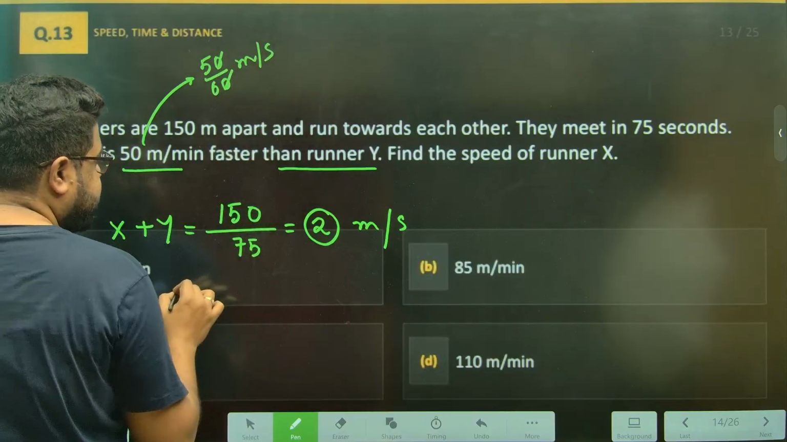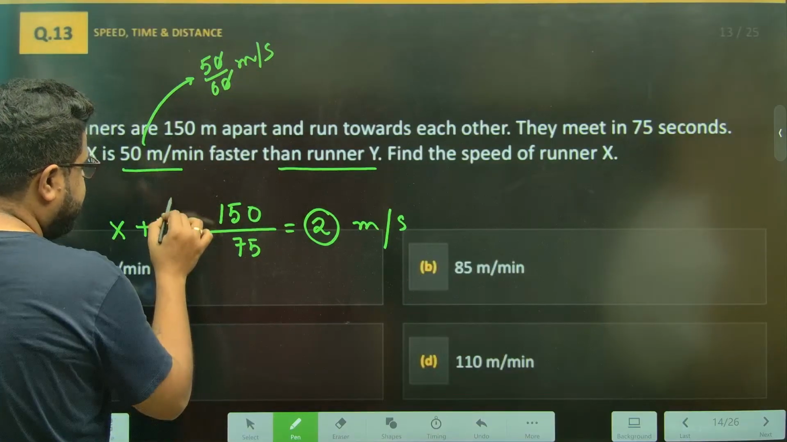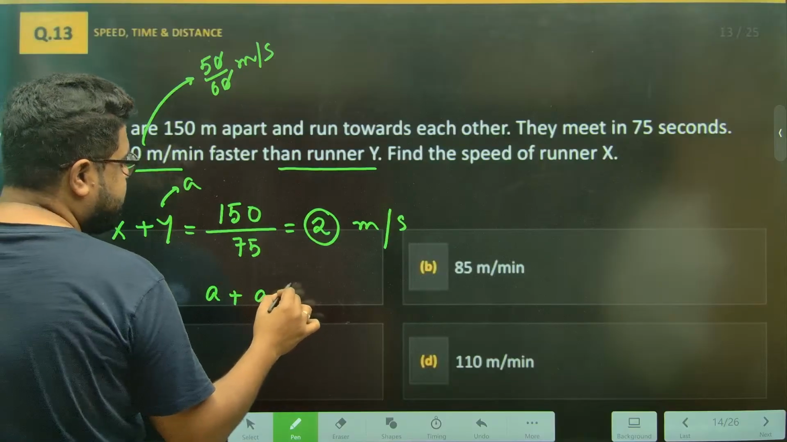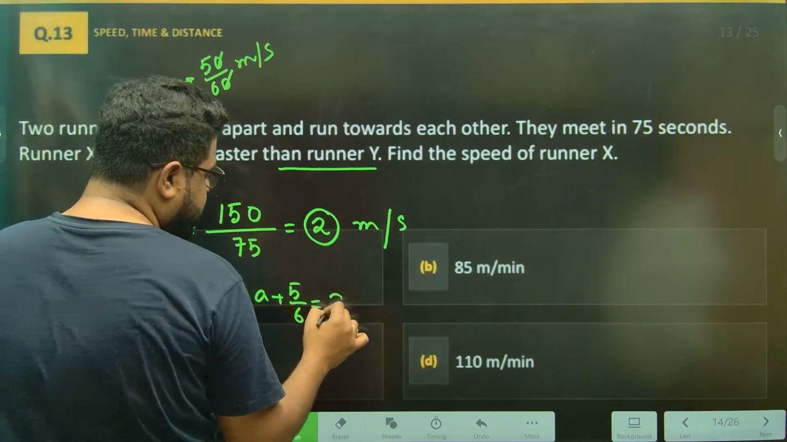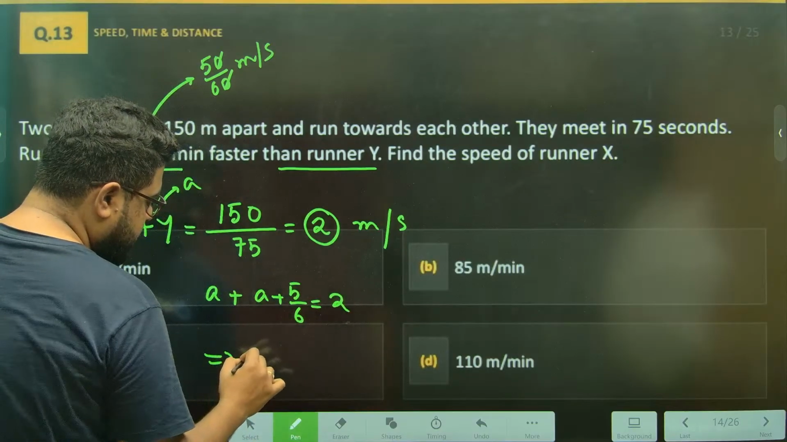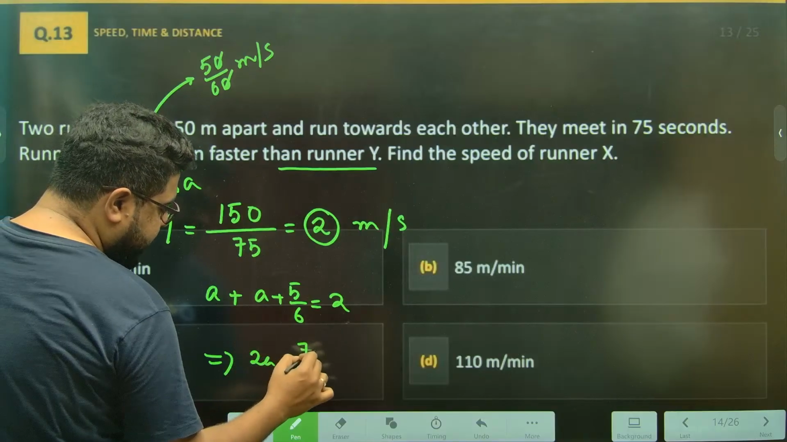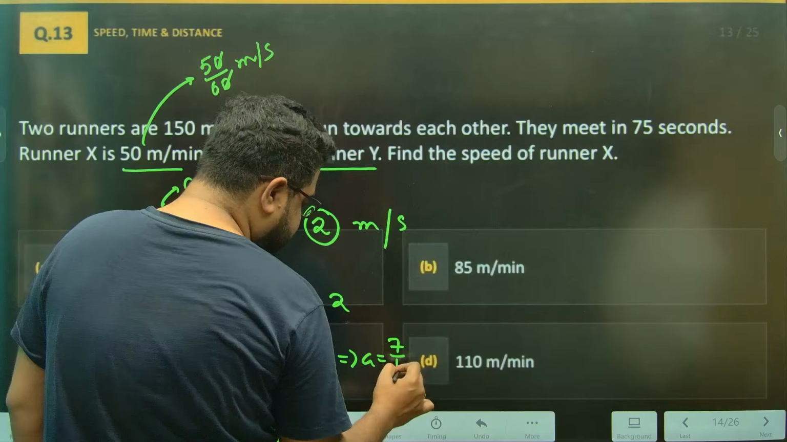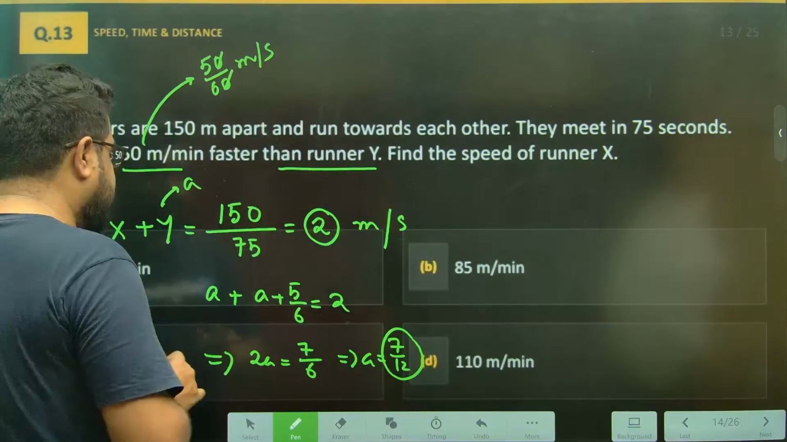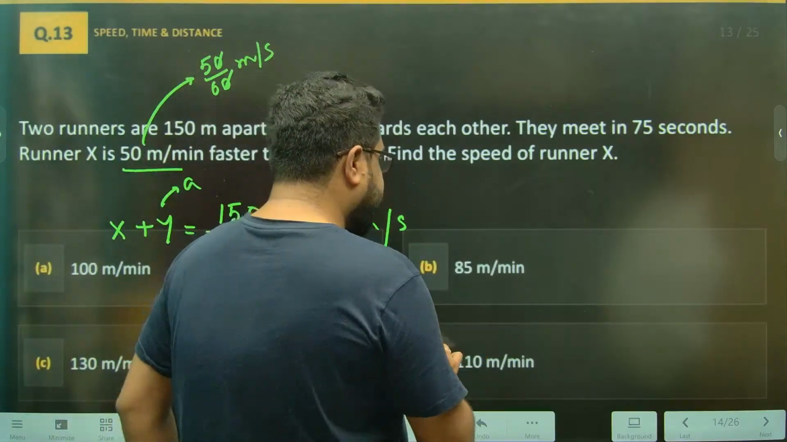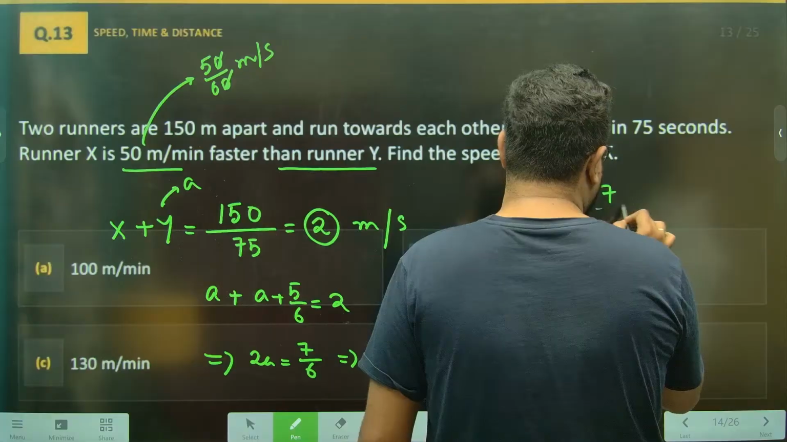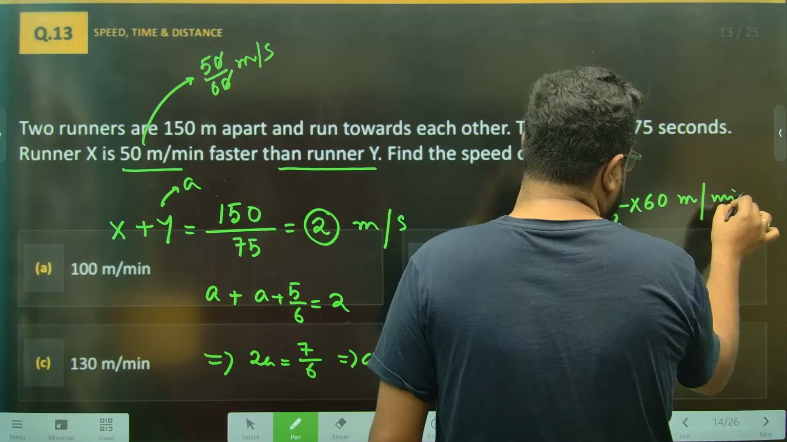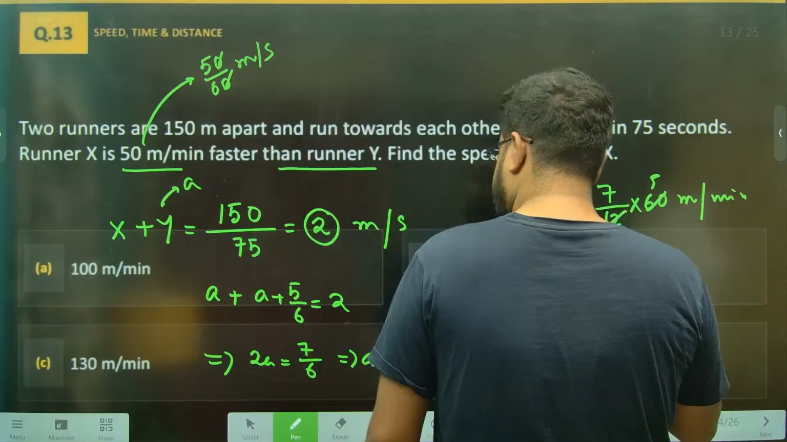So 5 by 6. So one runner speed, if Y speed is A, I take, X speed will be A plus 5 by 6. That is equal to 2, sir. So 2A will be 7 by 6 if I'm not wrong. A will be 7 by 12 meter per second. Options are in meter per minute, so multiply by 60, sir. This will be meter per minute. 35 I'm getting as the answer.